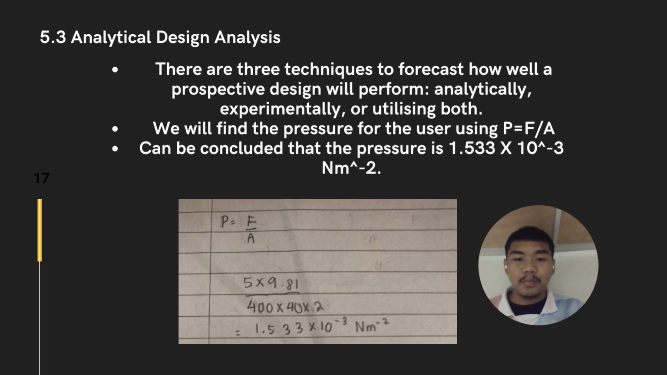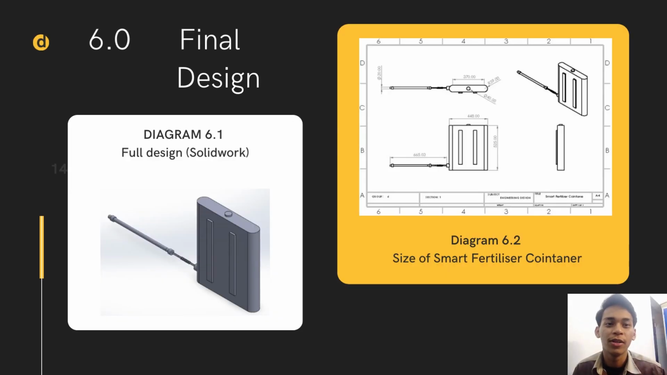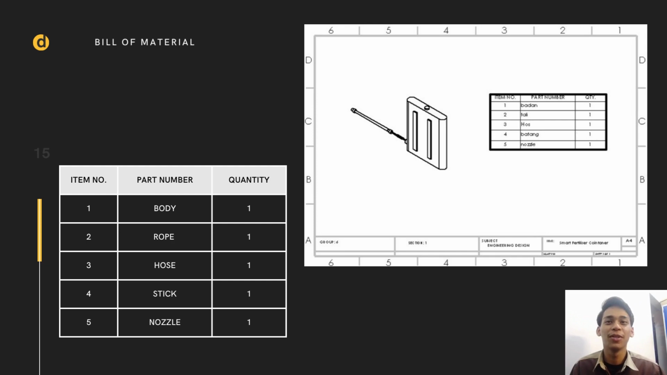Thank you. This is our full design using SolidWorks and the size of the smart fertilizer container in isometric drawing. For the bill of materials, the parts of the smart fertilizer container are the body, rope, hose, stick and nozzle.